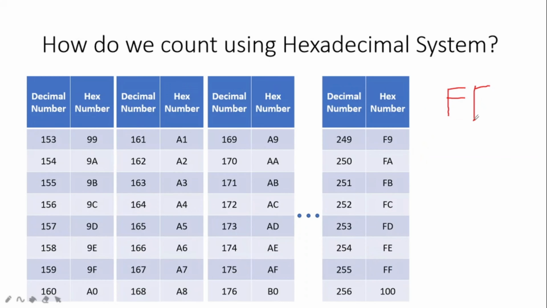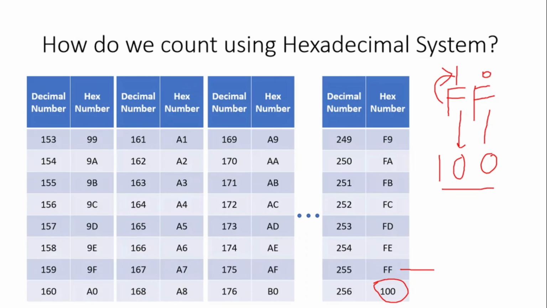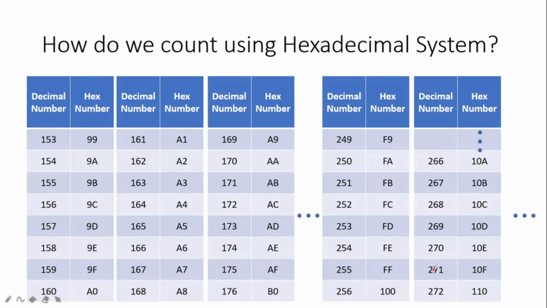So how to find out the next count after FF? First find out for this F, what comes after F? 10. So 0 here, and 1 is carried forward. Now this F has a carry, so find out what comes after F? 10. So 0 here, and now this F has nothing in front of it, so the 1 is as it is. So 100 is the next count after FF in the hexadecimal system, and this goes on like this. So this is how we count using hexadecimal numbers.